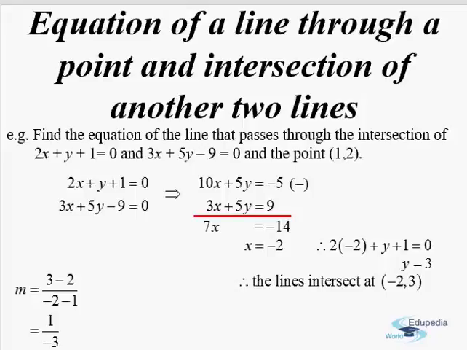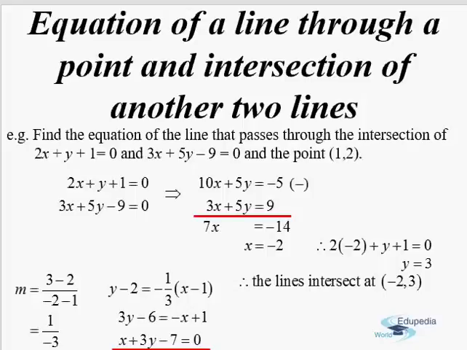So now we have the gradient and we have a point. All we need to do now is plug it into this equation over here. This equation is basically y minus y1 = m times (x minus x1). Since we're treating (1, 2) as x1 and y1, we solve it for those. y minus 2 = -1/3 times (x minus 1). So we solve this equation and we have the equation of the line that is passing through the point of intersection and that particular point, that is (1, 2).